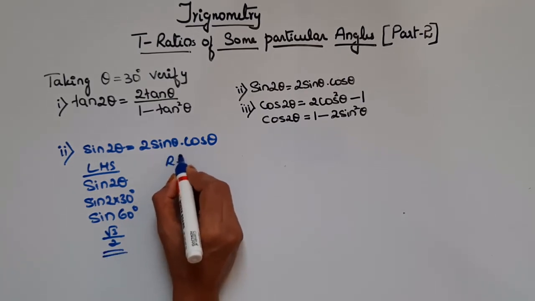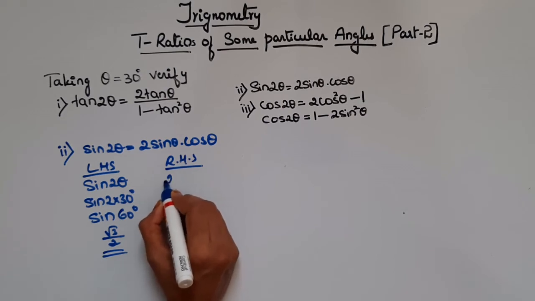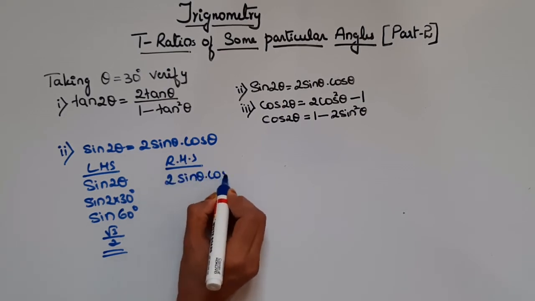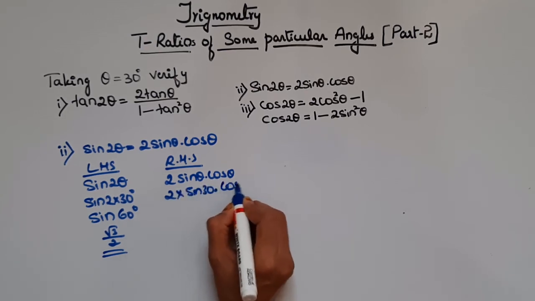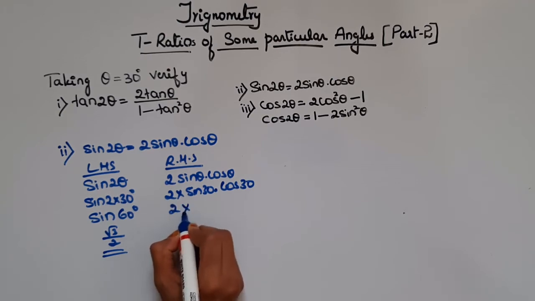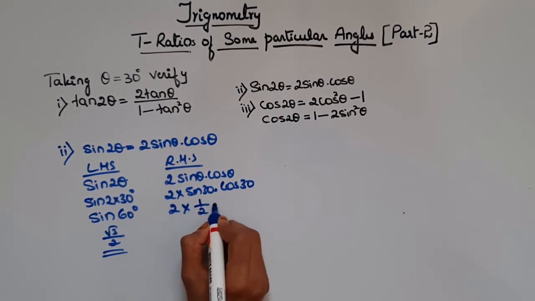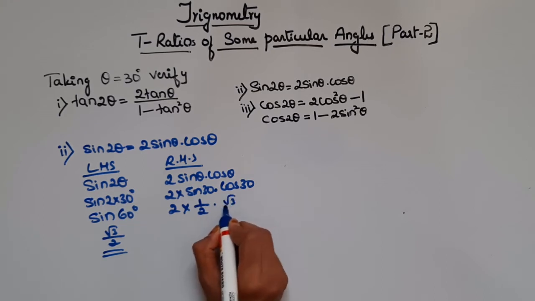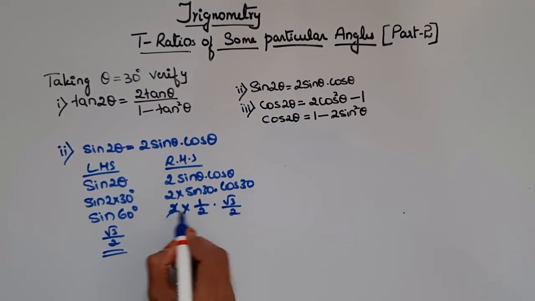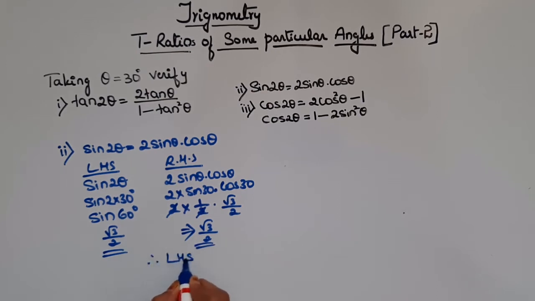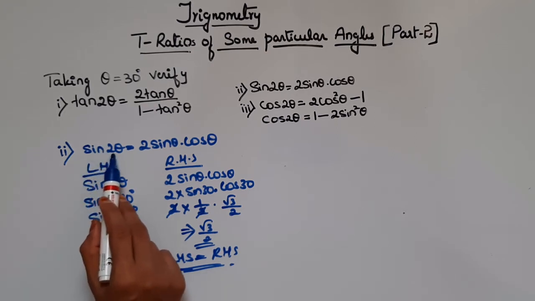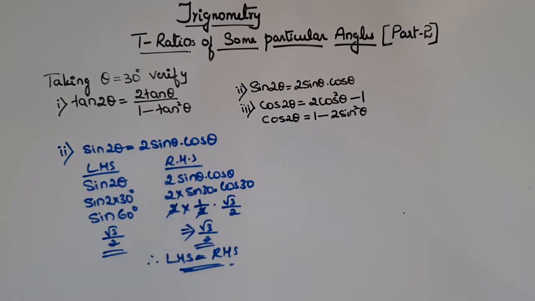Now let's see RHS. So RHS we have 2 sin theta into cos theta. So 2 into sin 30 into cos 30, right? So 2 into sin 30 is half into cos 30 is root 3 by 2, right? So 2 and 2 get cancelled. We are left with root 3 by 2, right? So therefore your LHS is equal to RHS. Hence it is verified that sin 2 theta is equal to 2 sin theta into cos theta.